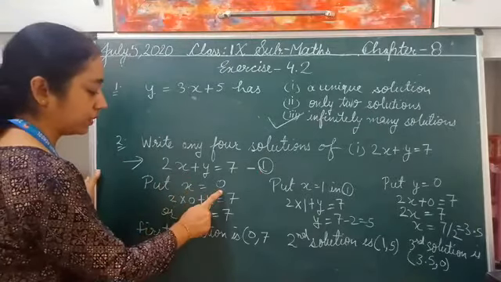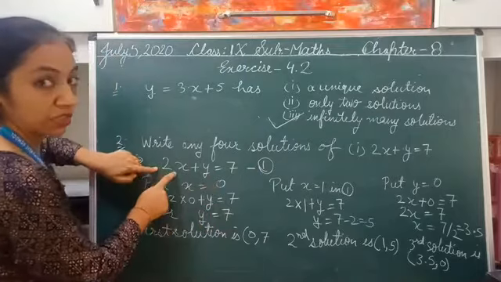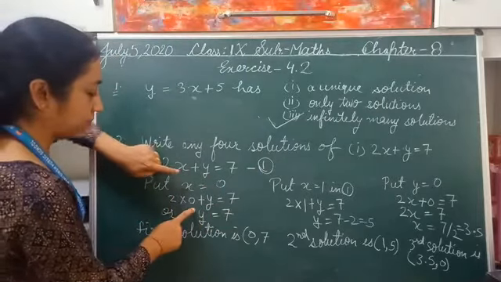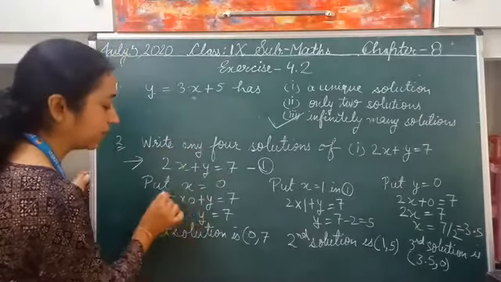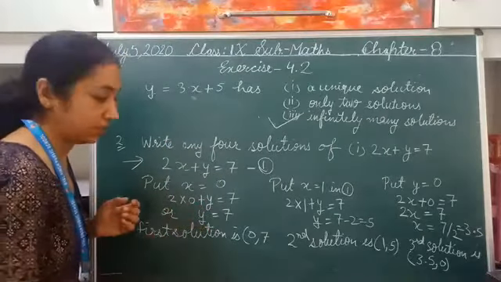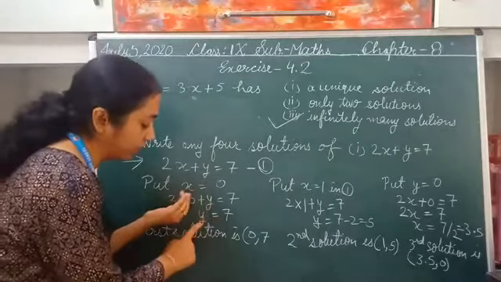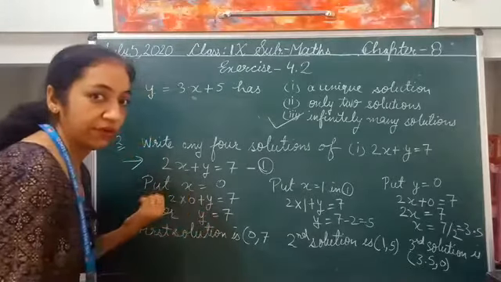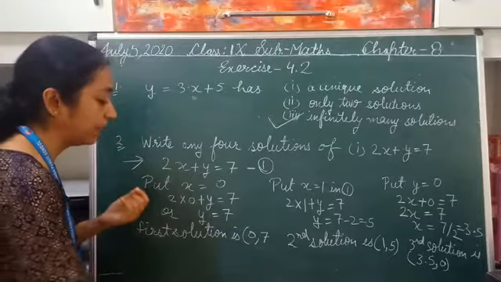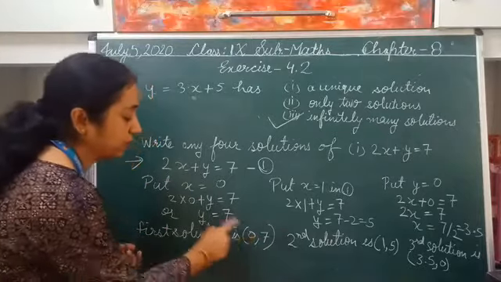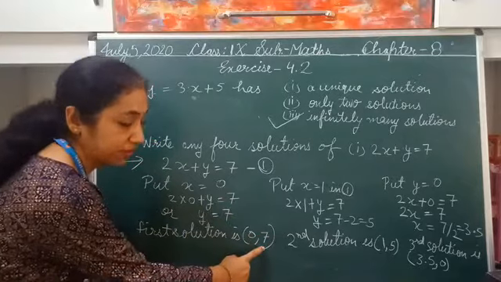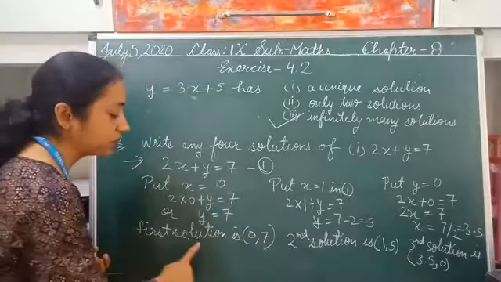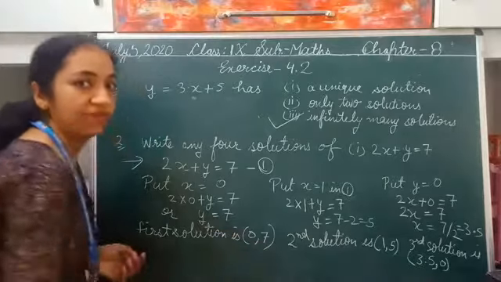When you take x is equal to 0, what you will get? In this equation, I am putting 2 multiply 0 plus y is equal to 7. Right? Now this term will become 0. 2 multiply 0 is 0. What you will be left with? Y is equal to 7. Right? So our solution will be abscissa x, you have taken 0, and the value of y you see is 7. So one of the solutions, the first solution is 0, 7.